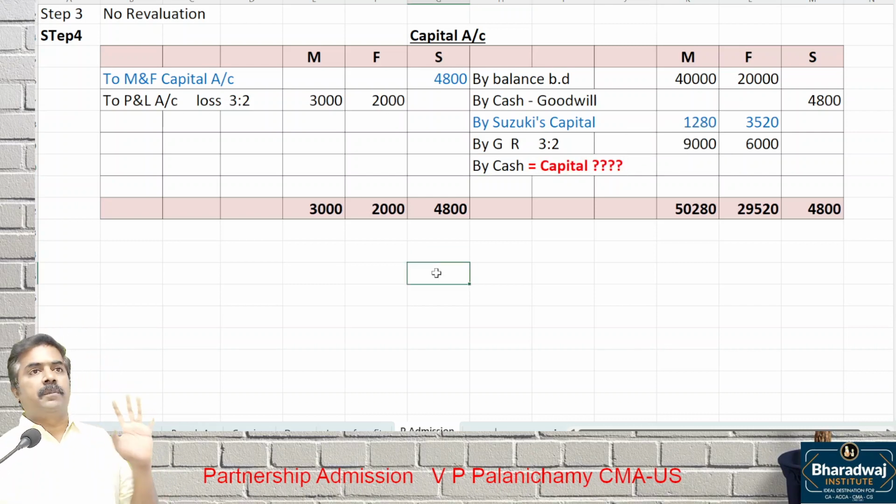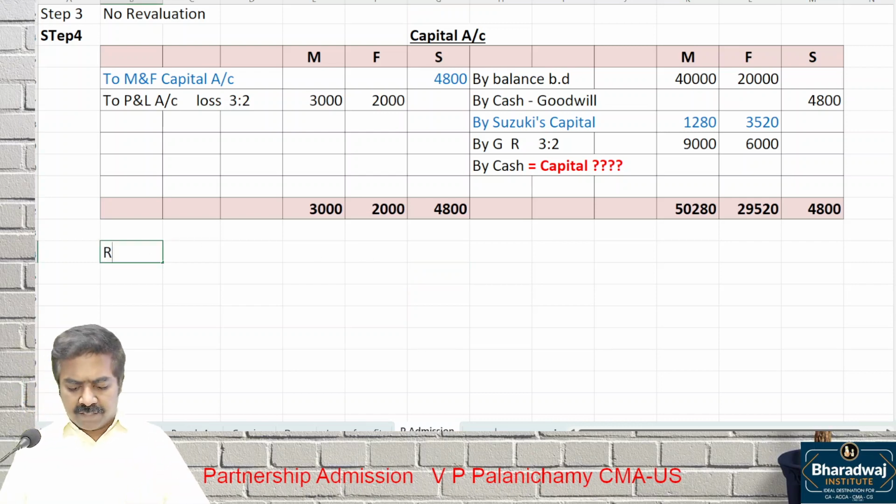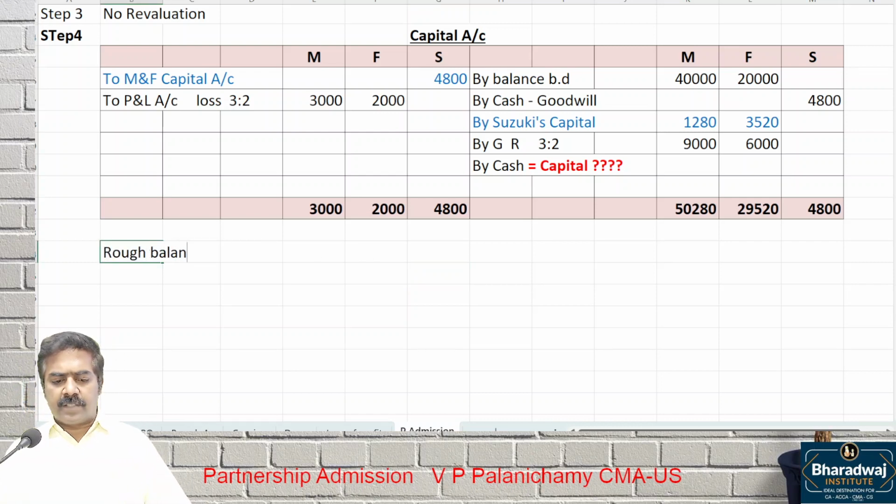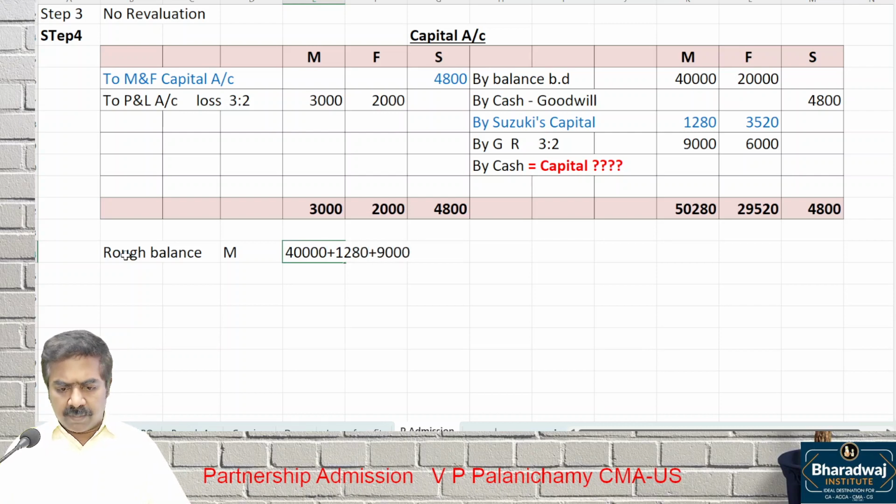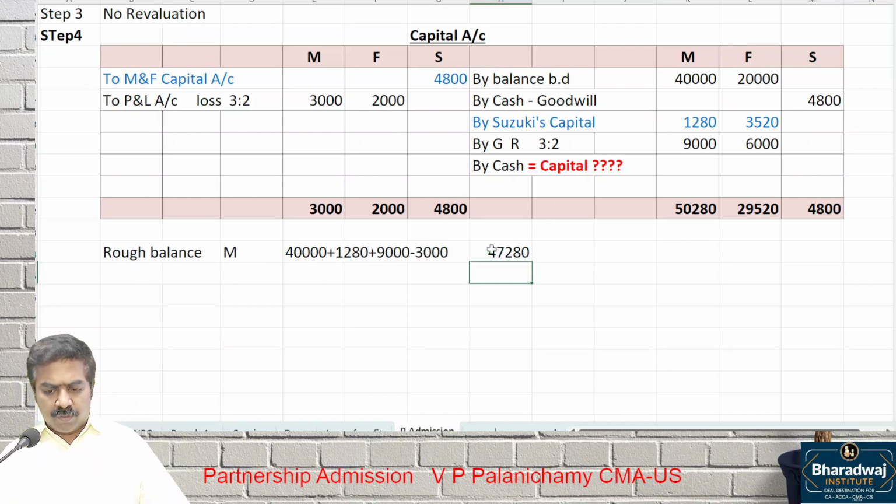Now what to do, pay attention. Get the rough balance. Rough balance means the balance before closing the ledger account of Maruti. Simple. Add up credit minus debit: 40,000 plus 1,280 plus 9,000 credit, minus 3,000 debit. Add it up. 40,000, this one. How much does it come to? 47,280 is the rough balance before adjustment.